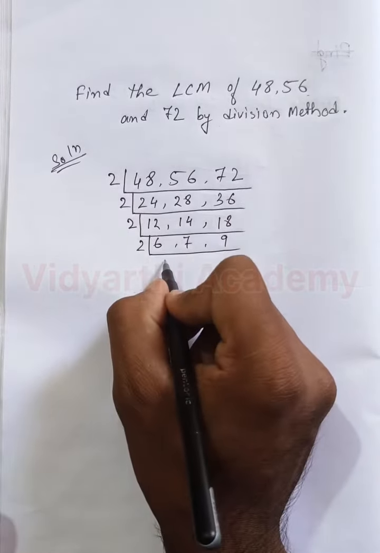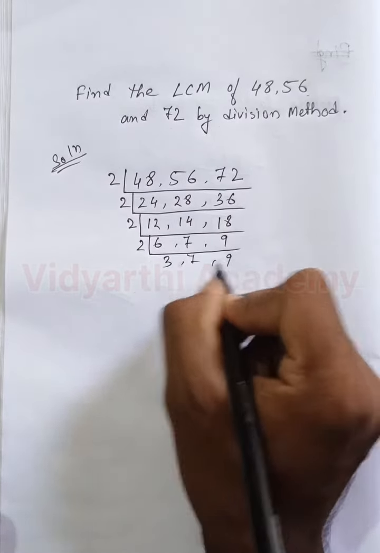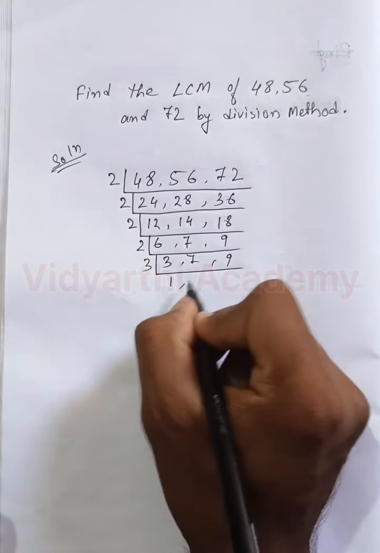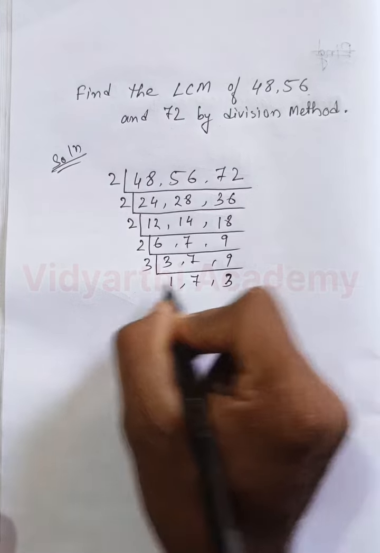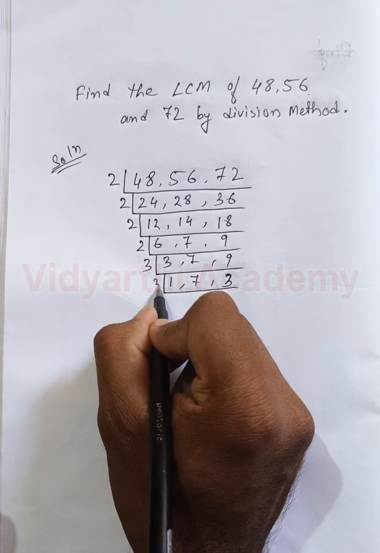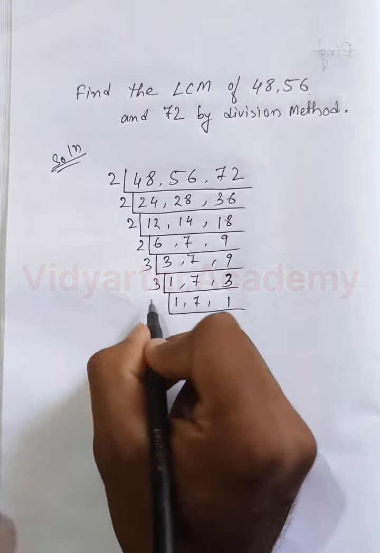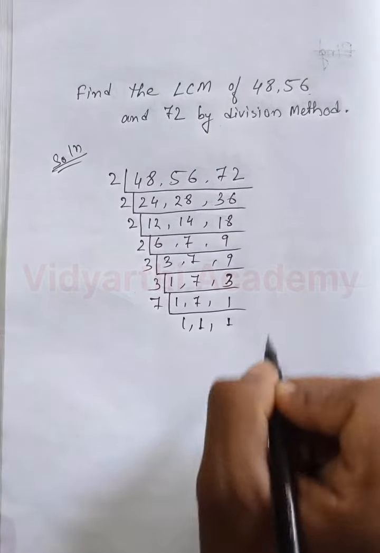Now 2 2 3 2s are 6, 7, 9, again by 3: 3 1 is 3, 7, 3 3s are 9. Now 3 1 is 3, 7, 3 1 is 3. Now 7 1 is 7, 1.